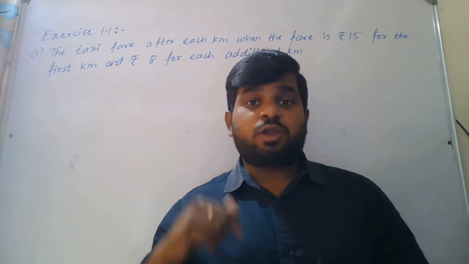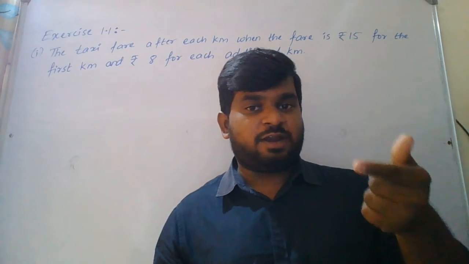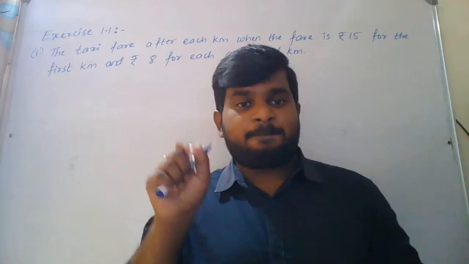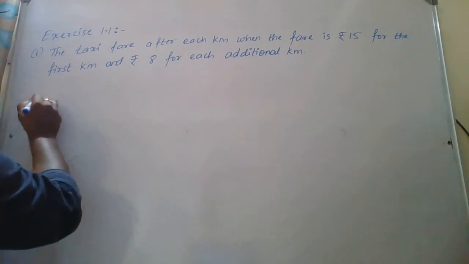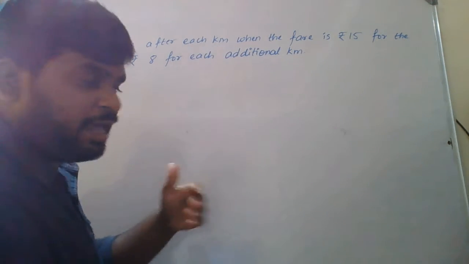Now after 2 kilometers, how much should I pay? For the first kilometer, it is 15 rupees. For the next 1 kilometer, it is 8 rupees. So 15 plus 8, it is 23. So let's note it down. We have to check whether this situation, that is the taxi fare, is an AP or not.